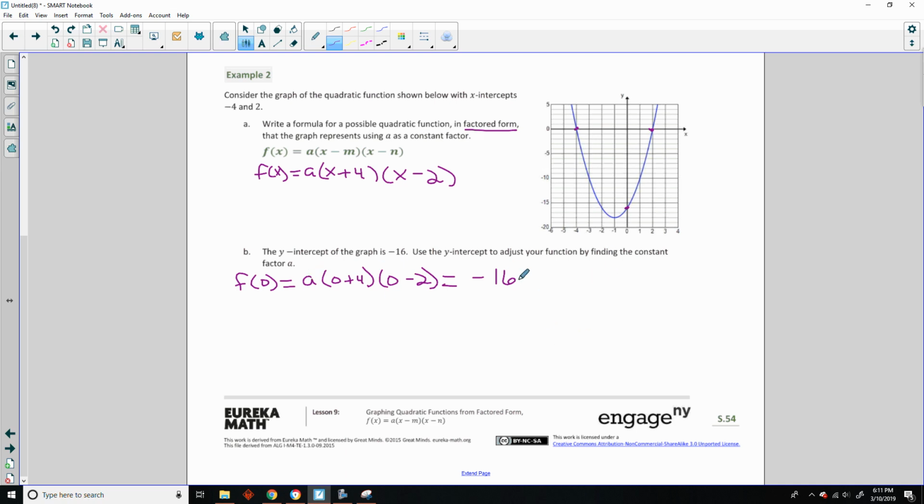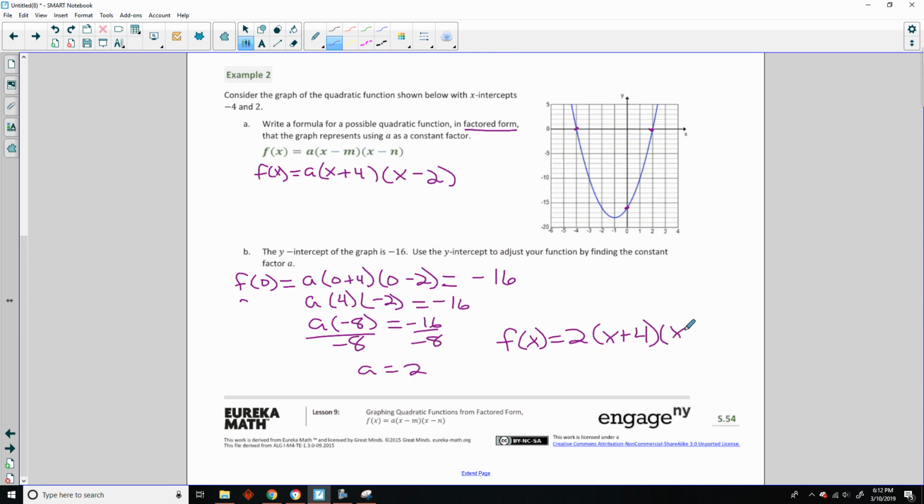So what value of a would make this negative 16? Well, if I have a something times 4 times negative 2 equals negative 16. Well, that's a times 4 times negative 2 is negative 8 equals negative 16. Divide by negative 8, divide by negative 8, and a has to equal 2. So therefore, the function is f of x equals this with a being 2. 2 times x plus 4, and times x minus 2.